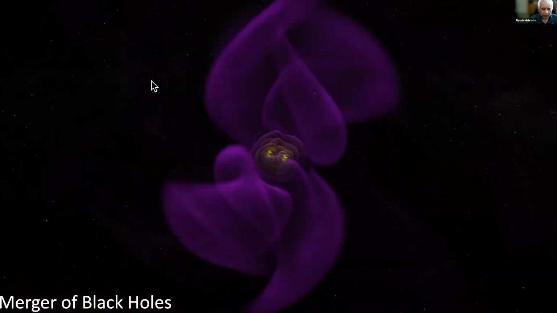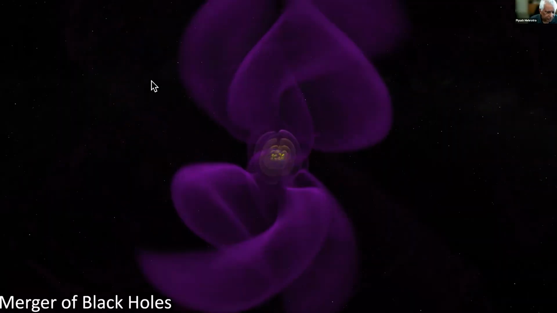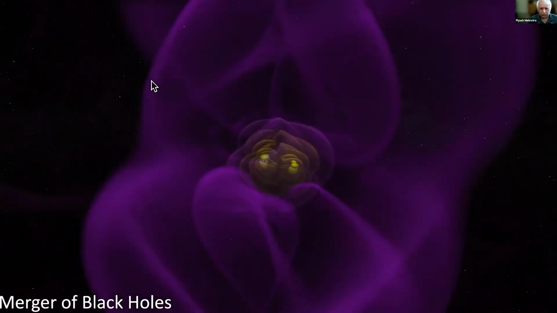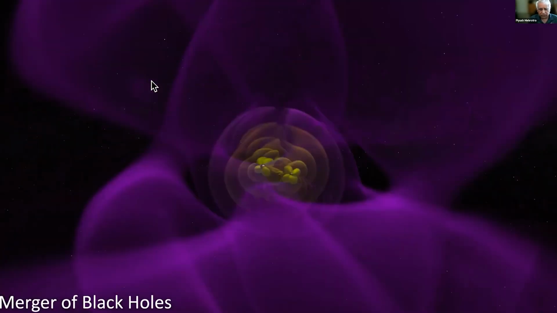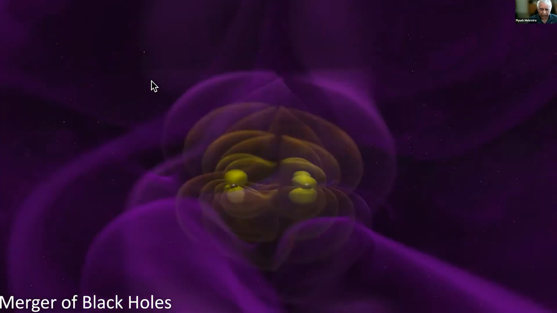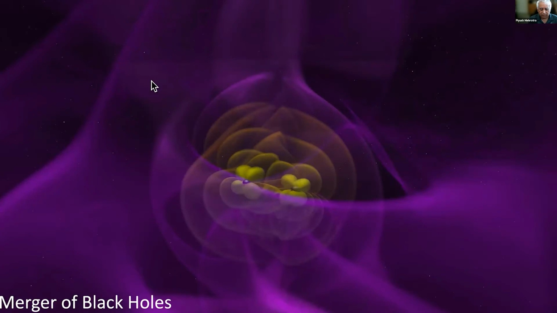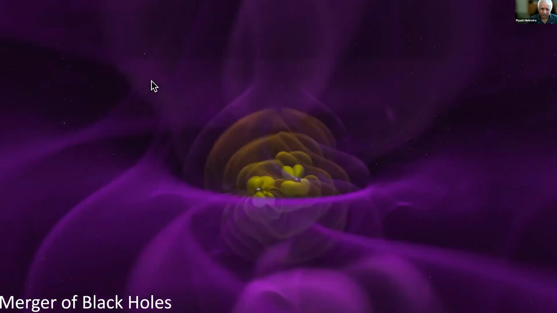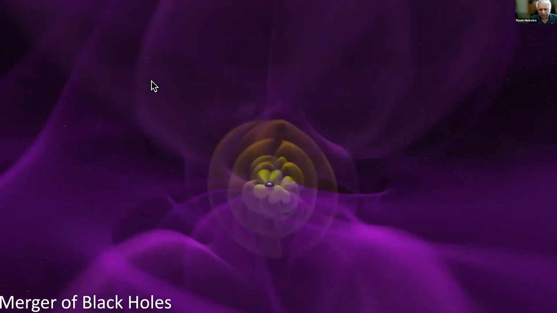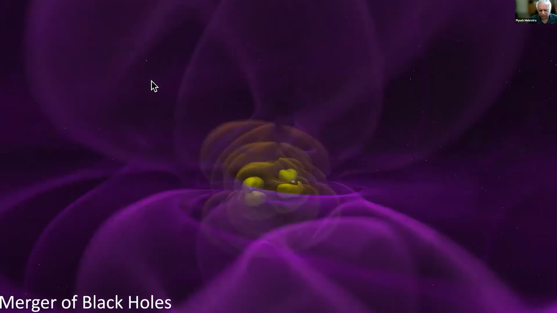running. Switching topics again, this is a simulation of the merger of black holes. Two black holes are rotating around each other, and then they merge together, producing gravitational waves, which have specific patterns. And so what we are showing here is a very unique way of doing things.